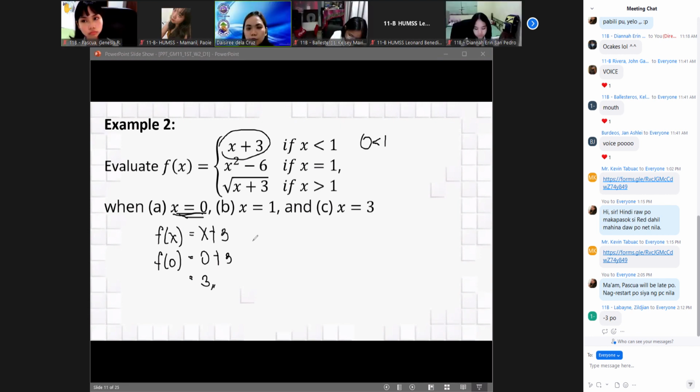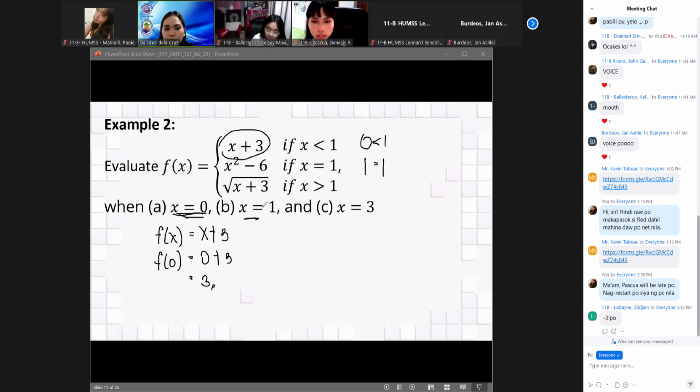Sige nga po, who wants to answer? Yes. For letter B, it is under the second condition, which is x squared minus 6 because it is equals to 1. Okay, very good. Kasi po yung x natin is equals to 1 and then under siya ng function number 2 or ng condition number 2 kasi po yung value ng 1 ay equal kay 1. So therefore, we are going to use the function f of x is equals to x squared minus 6.